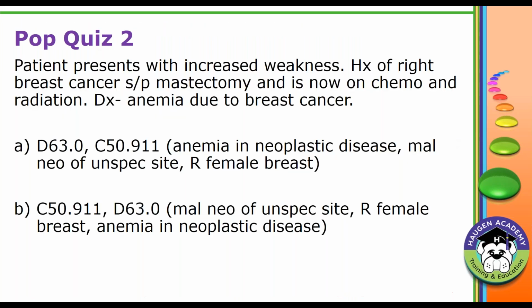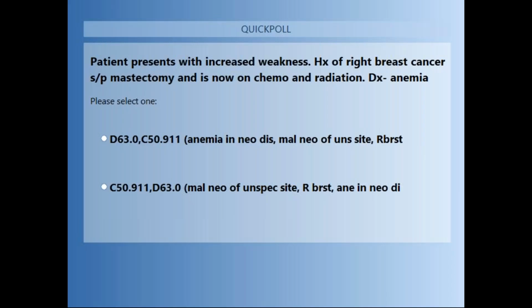And that brings us to our second pop quiz. Okay, our second polling question. A patient presents with increased weakness with a history of right breast cancer, status post-mastectomy, and is now on chemotherapy and radiation. Diagnosis: anemia due to breast cancer. What is the correct answer? A, D63.0, C50.911, or B, C50.911, D63.0. Go ahead and select the correct answer.